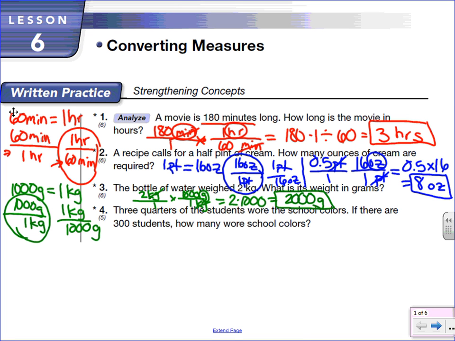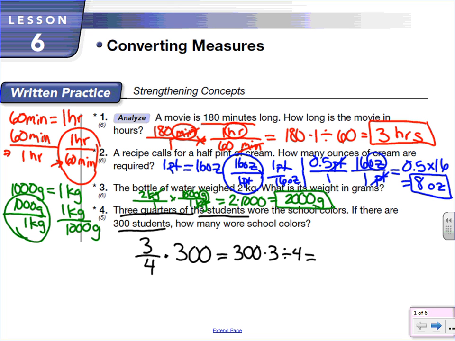In number 4, it says 3/4 of the students wore the school colors. If there are 300 students, how many wore school colors? So 3/4 of the students, 300 students. So 3/4 of 300. Of, remember, means multiply. So it's the fraction 3/4 times 300 students. This is from lesson 5, the fractions. When you multiply by a fraction, you multiply by the numerator and divide by the denominator. So I have 300 times 3, the numerator, divided by 4, the denominator.